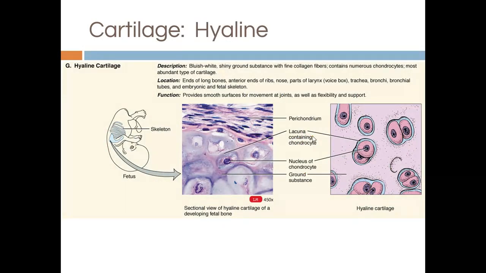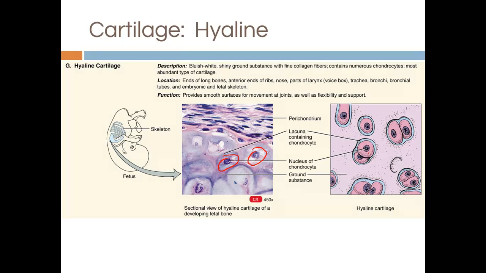So here is a look at hyaline cartilage. We are actually looking at a fetal skeleton. So your skeleton, when you were a fetus, was completely made of hyaline. And you can see there's our chondrocyte right there. And you can see there's another one over here. And in between is all this gel matrix. And so that's what they're showing here.